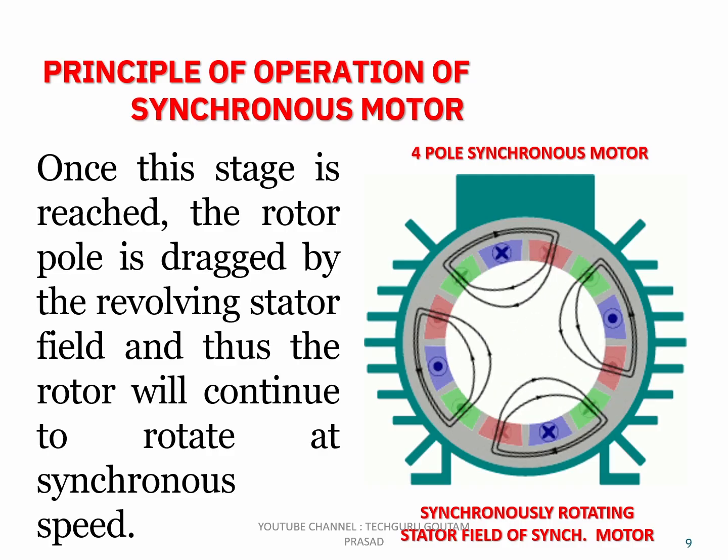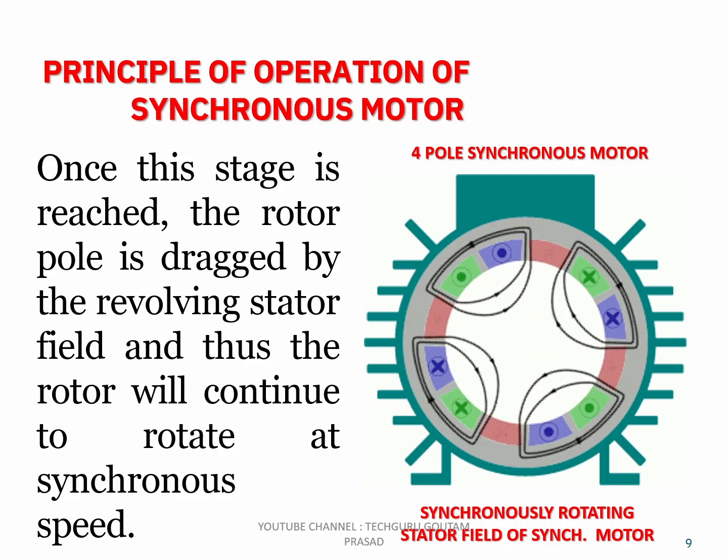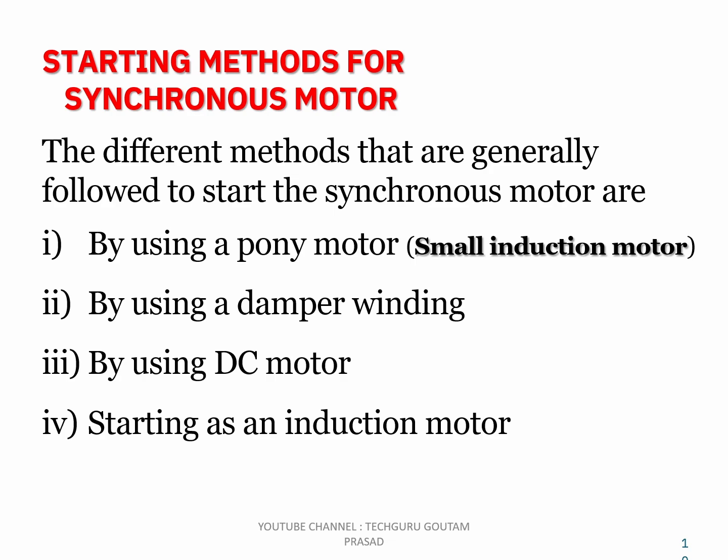So this is a four-pole synchronous motor, and the synchronously rotating stator field of the synchronous motor has been shown in this picture. So friends, now let's discuss methods for starting the synchronous motor. The different methods that are generally followed to start the synchronous motor are as follows. First, by using a pony motor, that is a small induction motor. Second, by using a damper winding. Third, by using a DC motor. And fourth, starting a synchronous motor as an induction motor first.